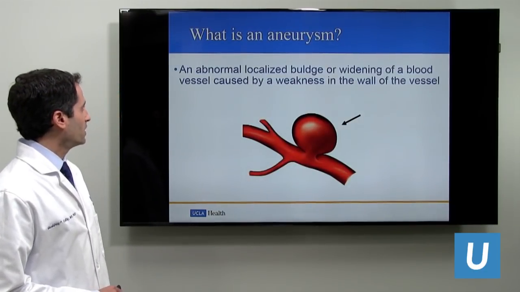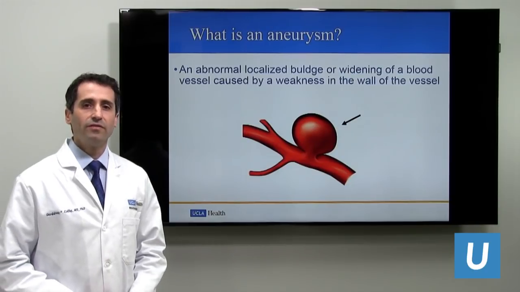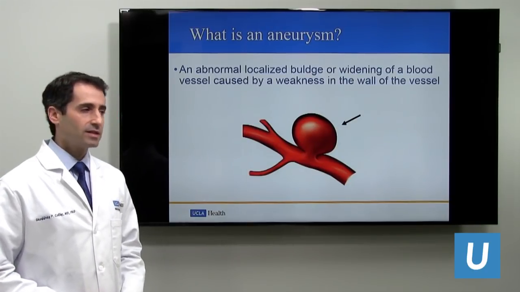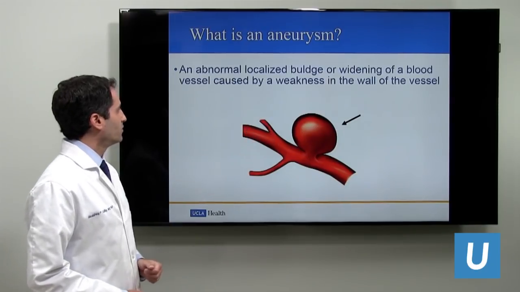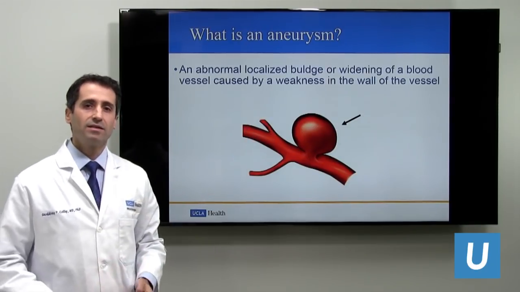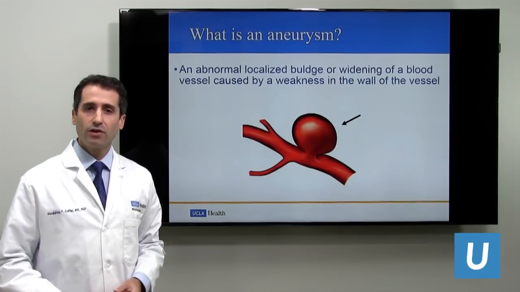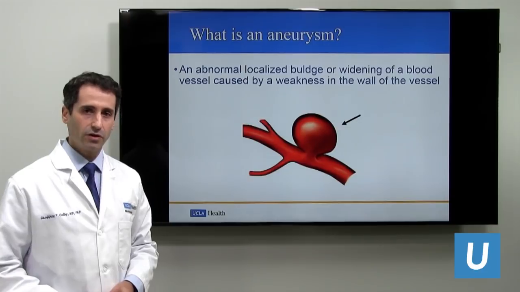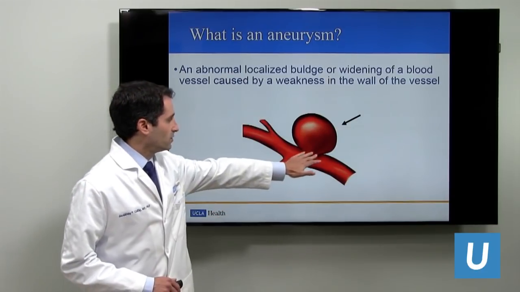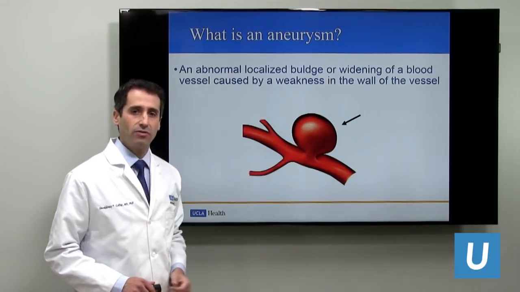So let's start off talking about what is an aneurysm. How do we define an aneurysm? As shown on this slide, an aneurysm is an abnormally localized bulge or a widening of a blood vessel caused by a weakness in the blood vessel wall. And they come in all different shapes and sizes, and we'll be talking about that a little bit later during this talk. But you can see here this focal, it's almost like a balloon or an outpouching of the blood vessel.